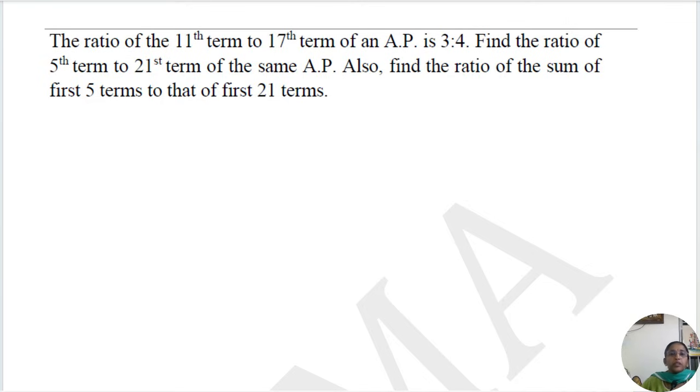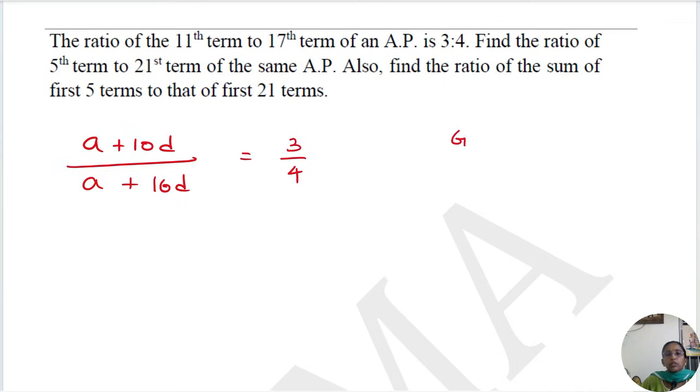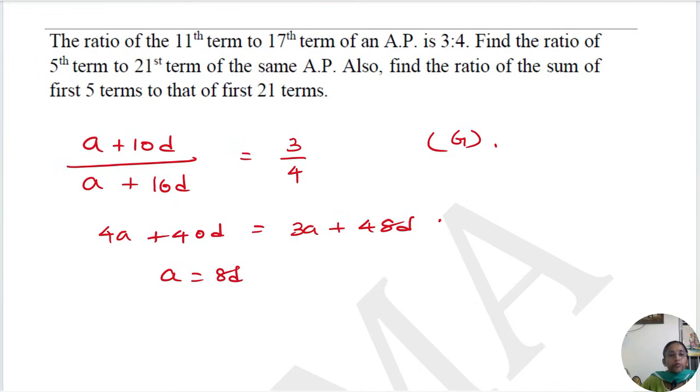The ratio of 11th term to 17th term of an AP is 3:4. So the 11th term is a plus 10d, and the 17th term is a plus 16d, and the ratio is equal to 3/4. So this is our one condition. If we do cross multiplication, then 4a plus 40d is equal to 3a plus 48d. On simplification, a is equal to 8 times d. So this is our data.